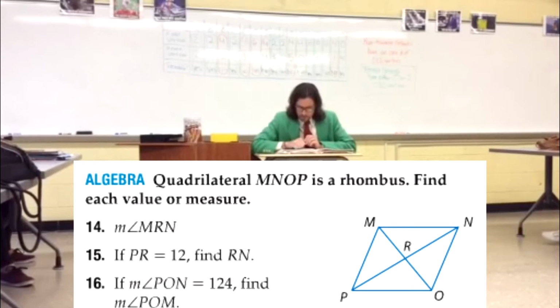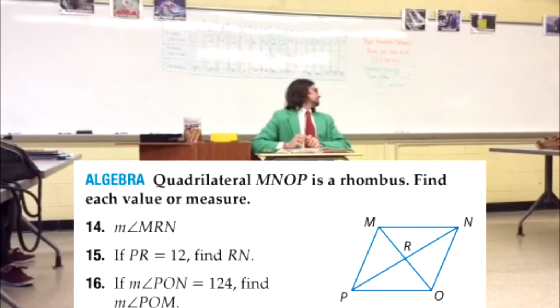And number 14, this is a rhombus. A characteristic of a rhombus, Julia, is what? All four sides are the same. Good. Julianne, what's another characteristic of a rhombus? The diagonals are perpendicular, and what angles are bisected? All of them? Okay. The vertices are all bisected.